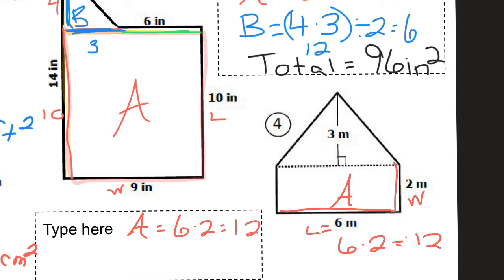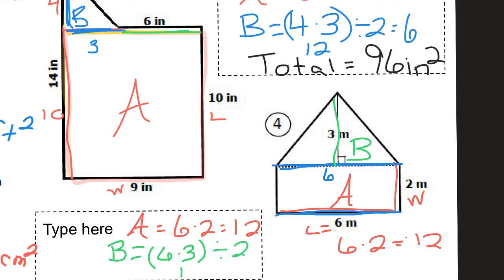Okay, and then you've got to use your area of your triangle. Well, here is my base right here, which is the same size as this. So that means my base is 6. And then it gave me my height of 3. So then for my triangle, we'll call B, our triangle is going to be 6 times 3 divided by 2. 6 times 3 is 18. Divided by 2 is 9. Put that all together. That is a total of 21 meters squared.